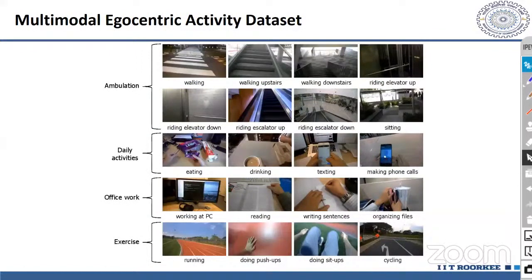Similarly, you have applications on multimodal egocentric activity. In the case of multimodal egocentric activity, for example, assume that a person is not able to see the world, and we are keeping a head-mounted camera on him or her. Suppose he or she is walking. Let us say that's called ambulation: either walking, or walking upstairs or downstairs, or in the elevator. You call this ambulation.